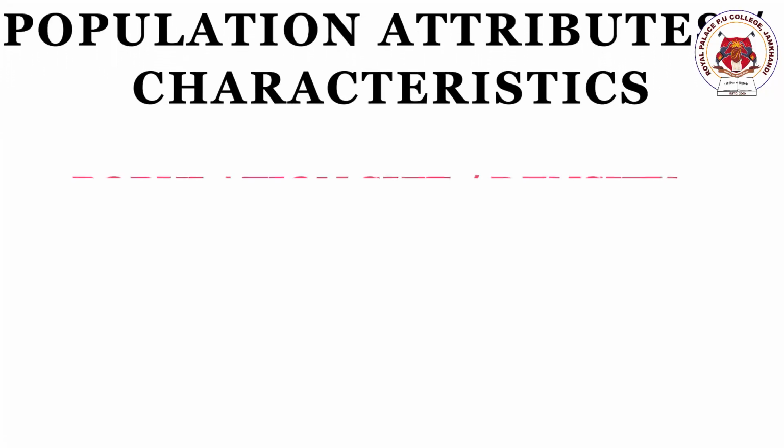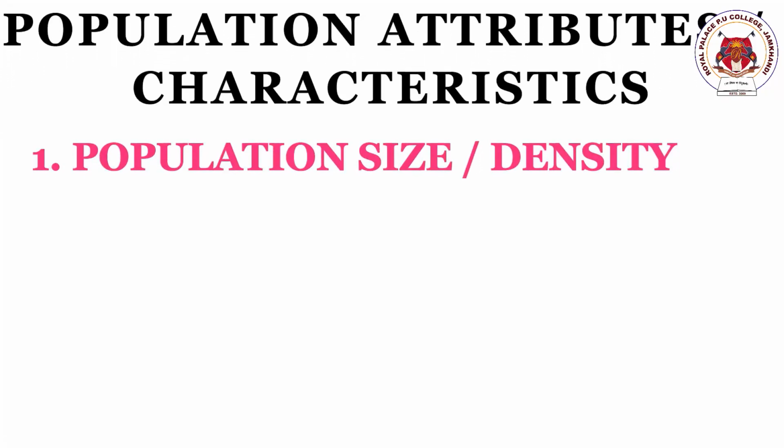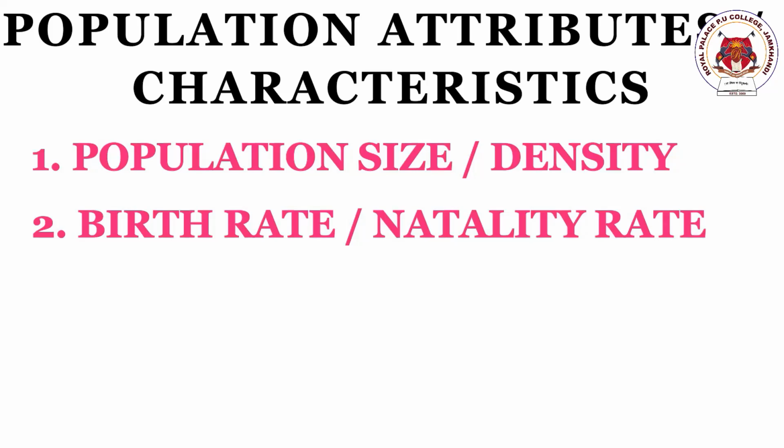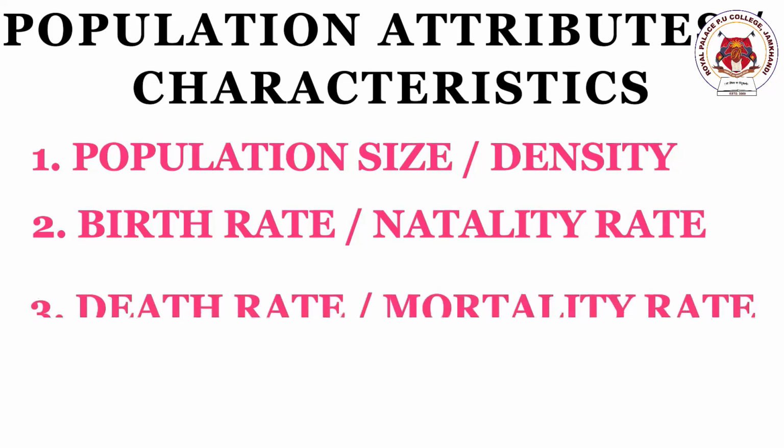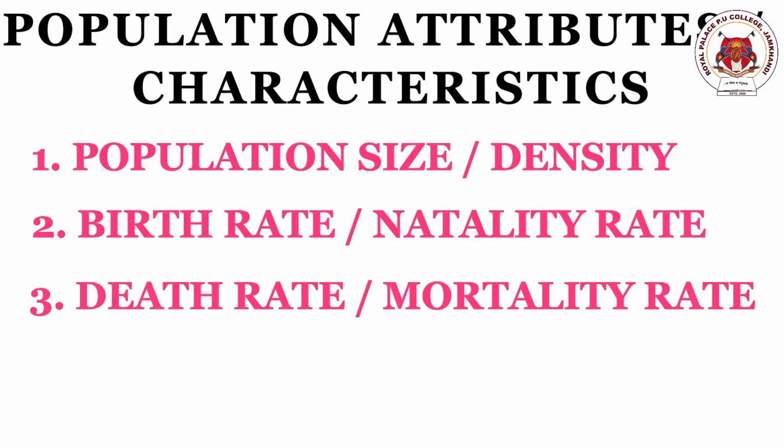Point number 1, population size or density. Point number 2, birth rate or natality rate. Point number 3, death rate or mortality rate. Point number 4, that is sex ratio. So we'll go point by point and understand what these points actually explain to us. So the point number 1 is population density or population size.